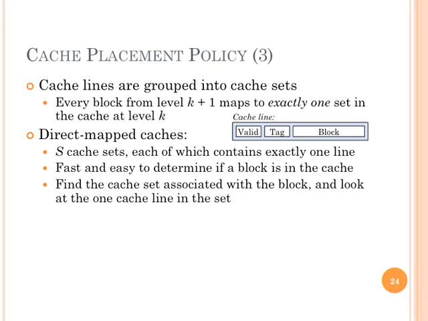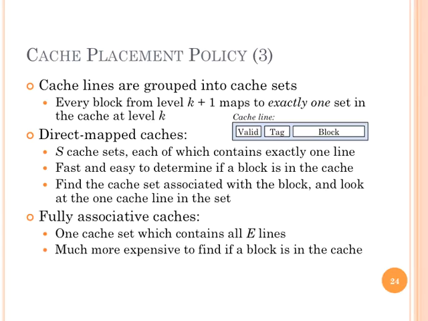But we have direct map caches. This is the one extreme. Direct map caches are where each set has only one line. So it's very easy. We just figure out what set, that's a line, it's either in there or it's not. We have one tag to look at. If it's not in there, we can go ahead and evict it. Replacement is super easy as well because I only have one choice where it can go. So I have to evict the old guy to put the new thing in there. A fully associative cache is one cache set which contains all E lines.